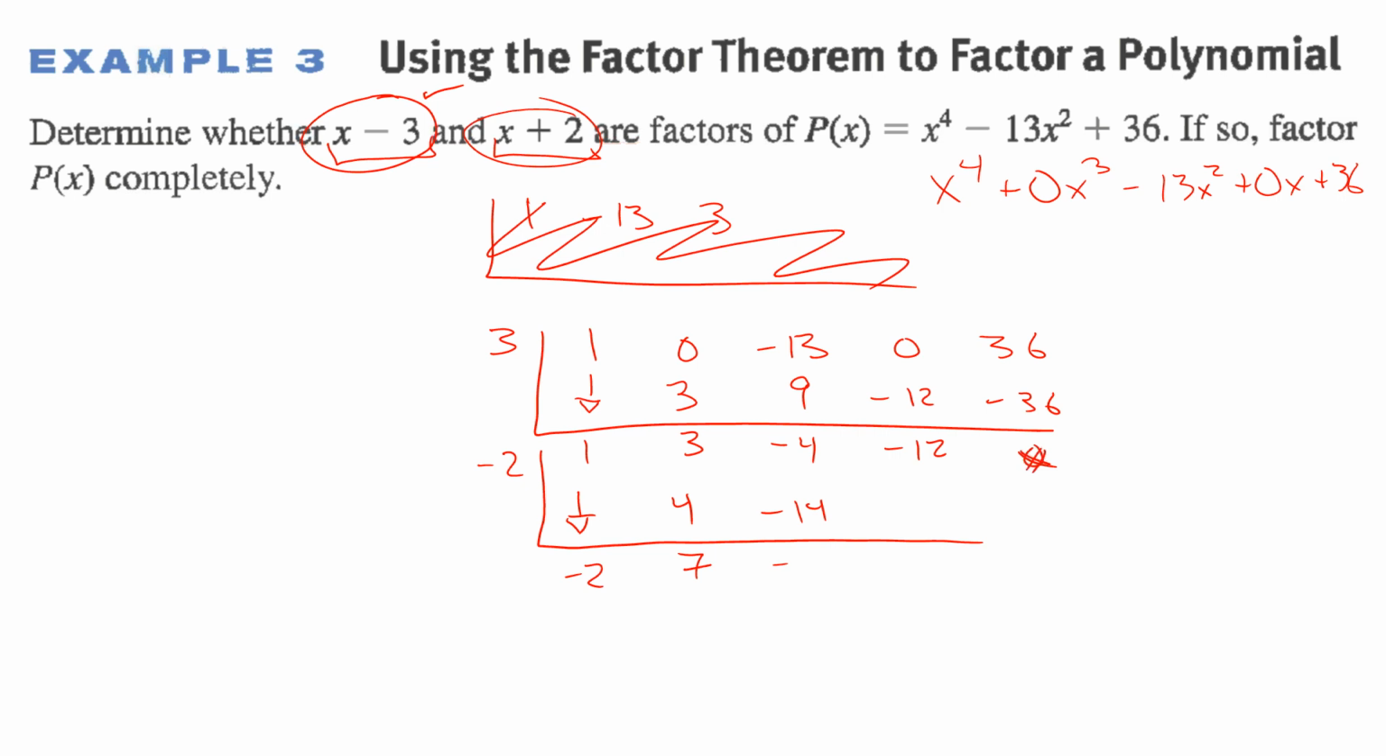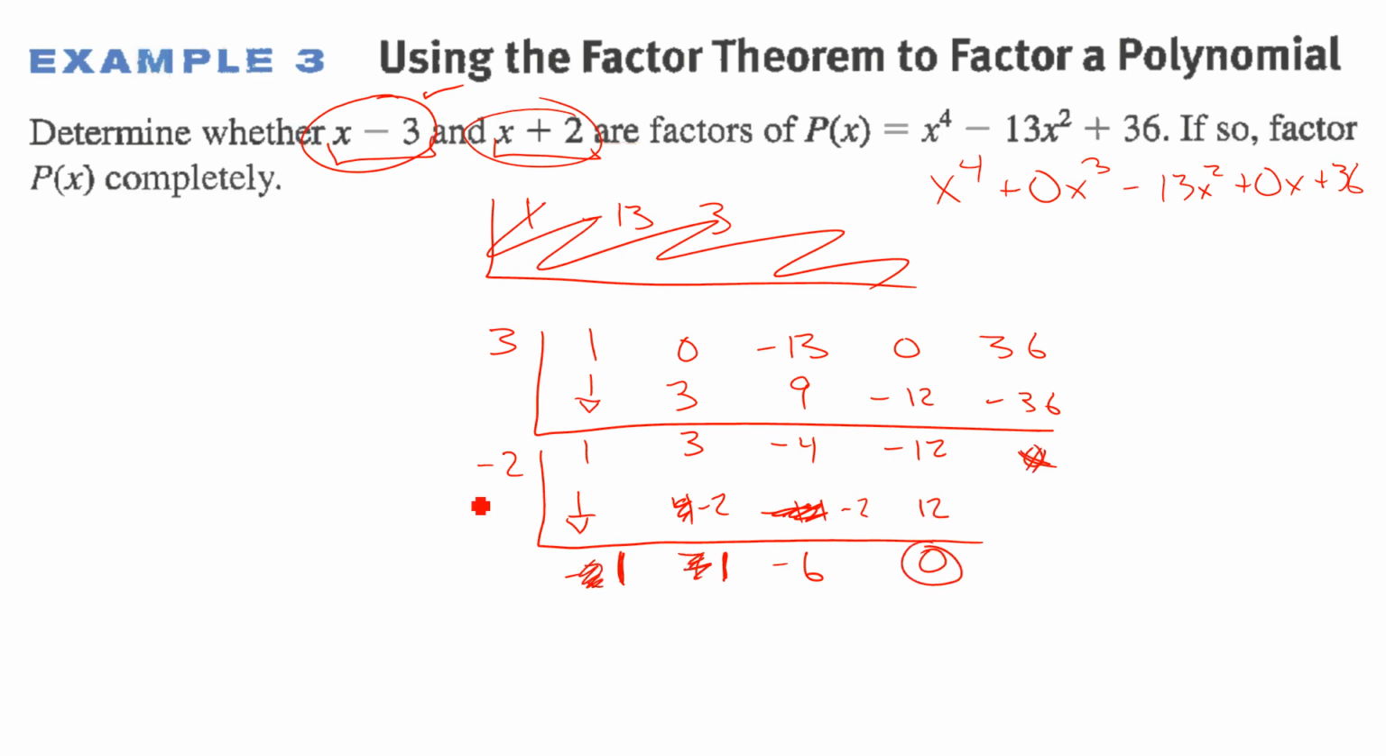Everything looks good. I brought a 1 down and made a negative 2. There we go. 1, negative 2, 1, negative 2, negative 6, and positive 12. It's the end of a long day here, people.